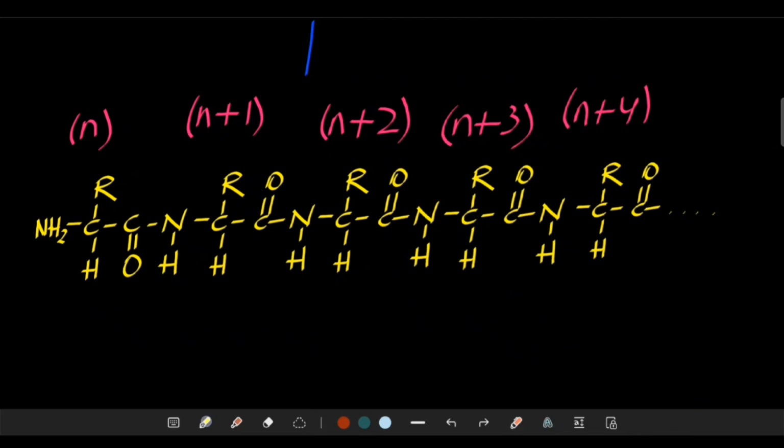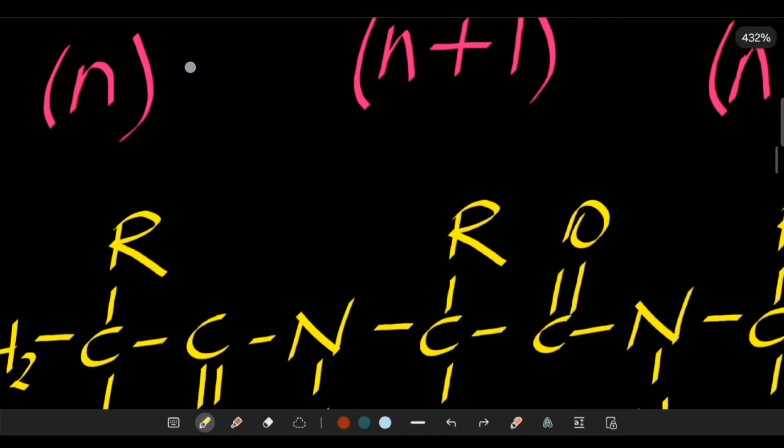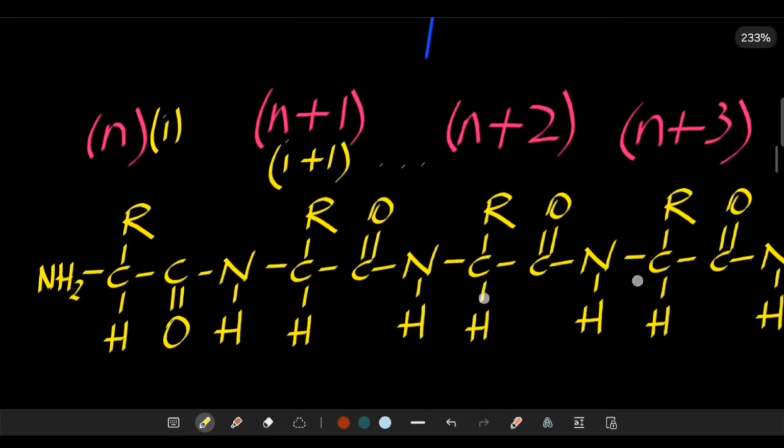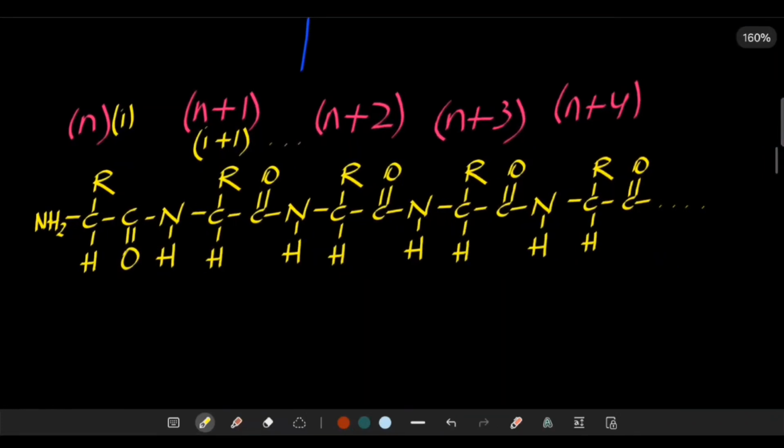In place of n, it is also possible that you write I, and then you could write I plus 1, and then I plus 2, and so on. So that could also be done. As you can see over here, I have drawn 5 amino acids, and I have made it clear that they are joined with one another because they have a peptide bond, right? This is the peptide bond, this is the peptide bond, this is the peptide bond, this is the peptide bond. So they are joined to one another by peptide bonds.